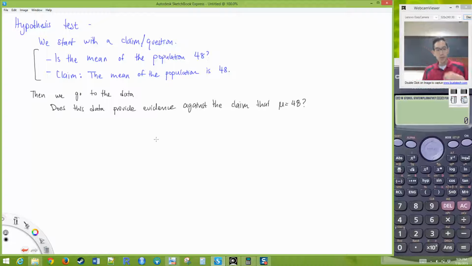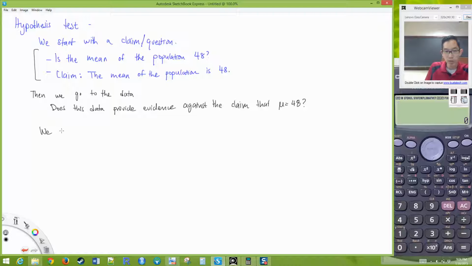And the way we answer this, if we use the same data, I think we'll see that the process is very similar. The way we answer this is we ask, what is the probability of seeing our data if this claim is true?